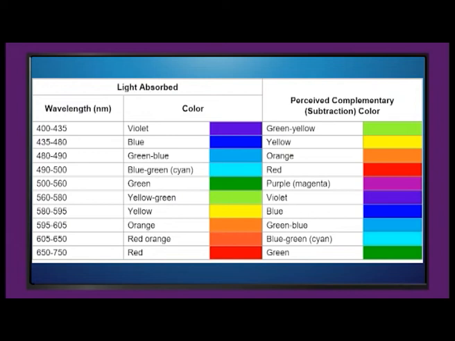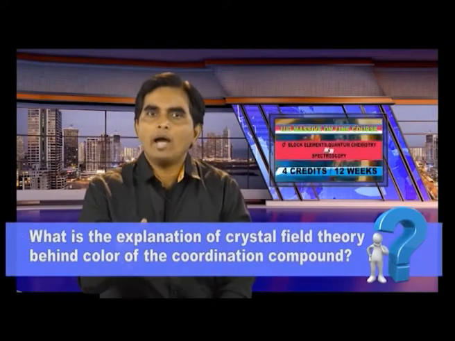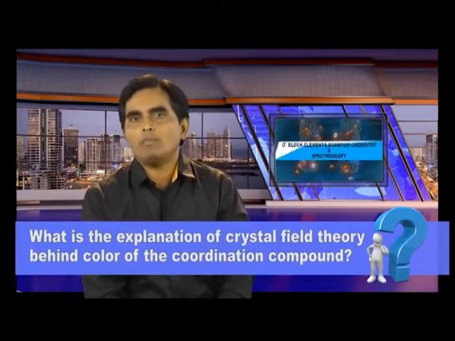When a frequency in the green zone is absorbed by the object and the remaining light comes to our eye, our brain sees the object as red and not green. The details of color and constitution of color you will learn in module 34. Now, let us come to the point: what is the explanation of crystal field theory behind the color of coordination compounds?